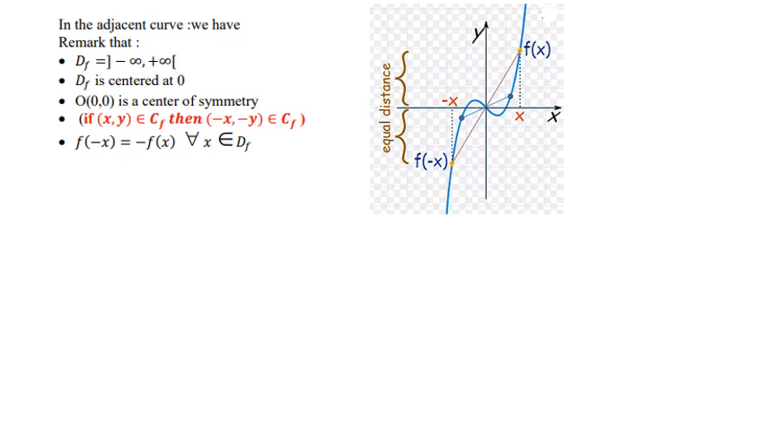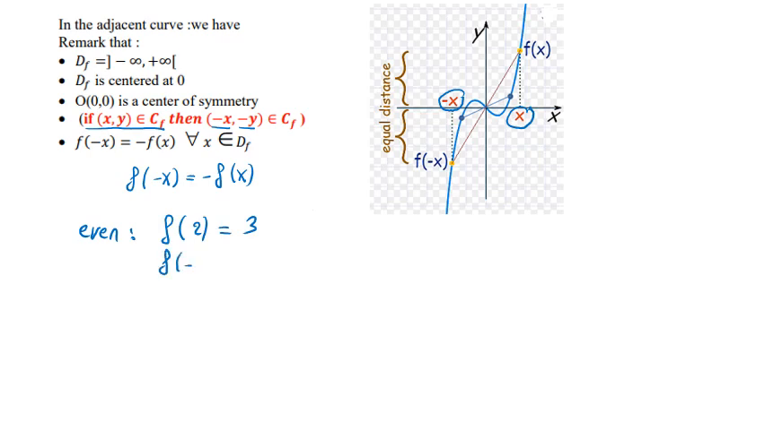In this case, if we take any x and minus x, what do we mean by f of x? F of minus x equals minus f of x. If (x, y) belongs to the curve, then (minus x, minus y) belongs to the curve. Since in case of even, f of 2 equals 3 and f of minus 2 equals 3, we have f of minus x equals f of x. If we take two opposite abscissas, they have the same image, which is f of 2 and f of minus 2.